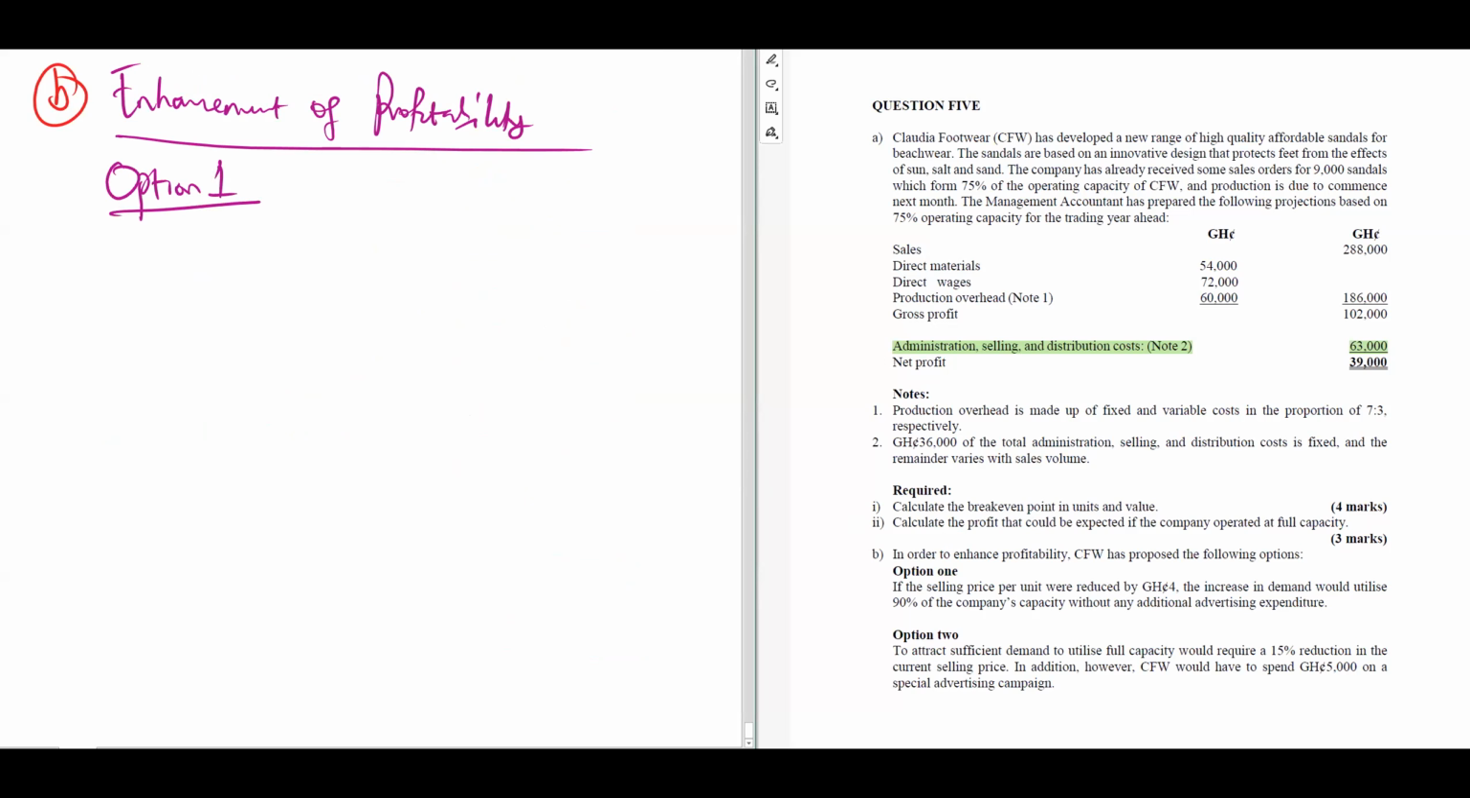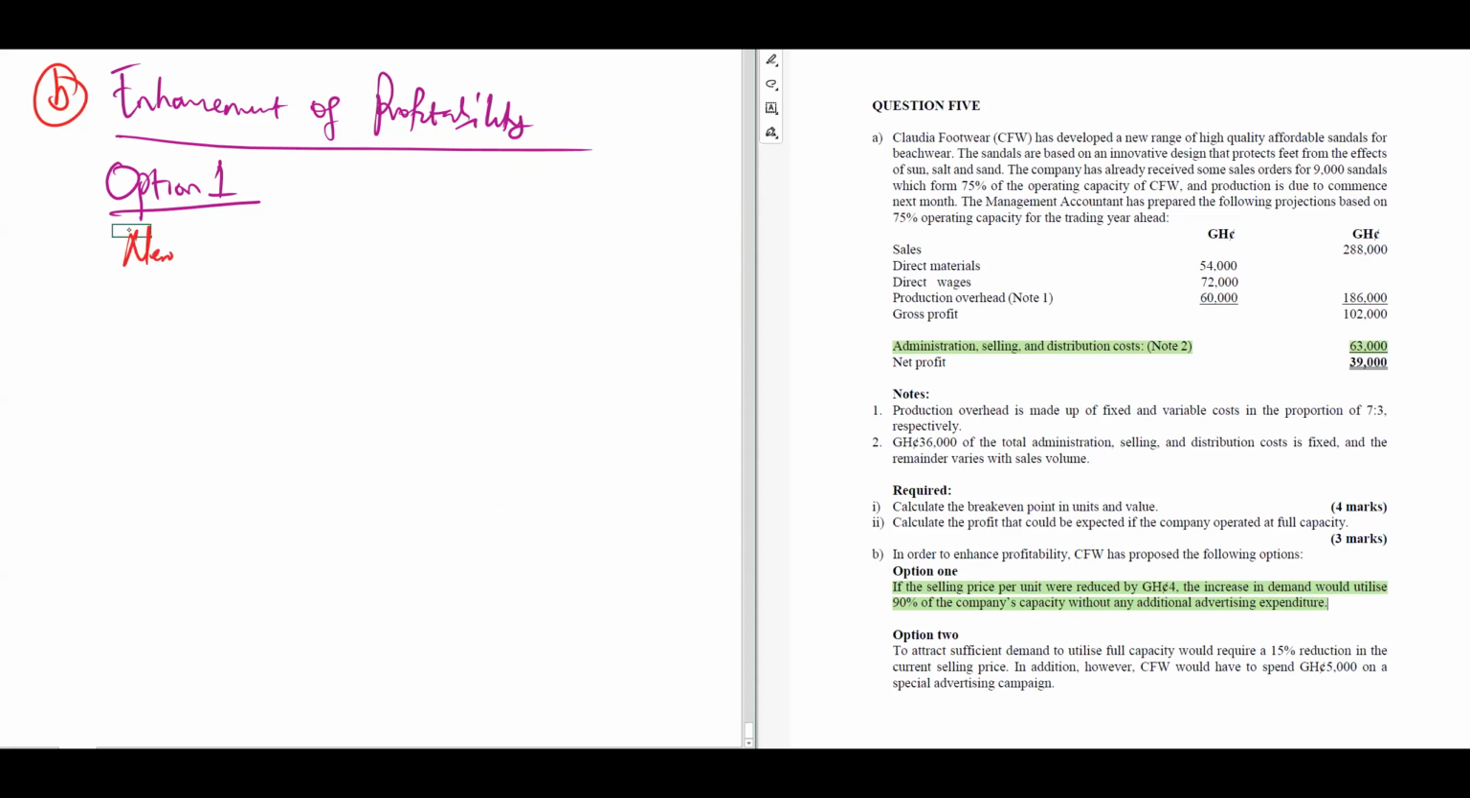So I told you, anytime something is changing in a question, just look at how it is going to affect your what? Your contribution, right? So they said in option 1, if the selling price were reduced by 4 cedis, an increase in demand would utilize 90% of the company's capacity without any additional advertising expenditure. So this is the first one. So option 1, what will happen?